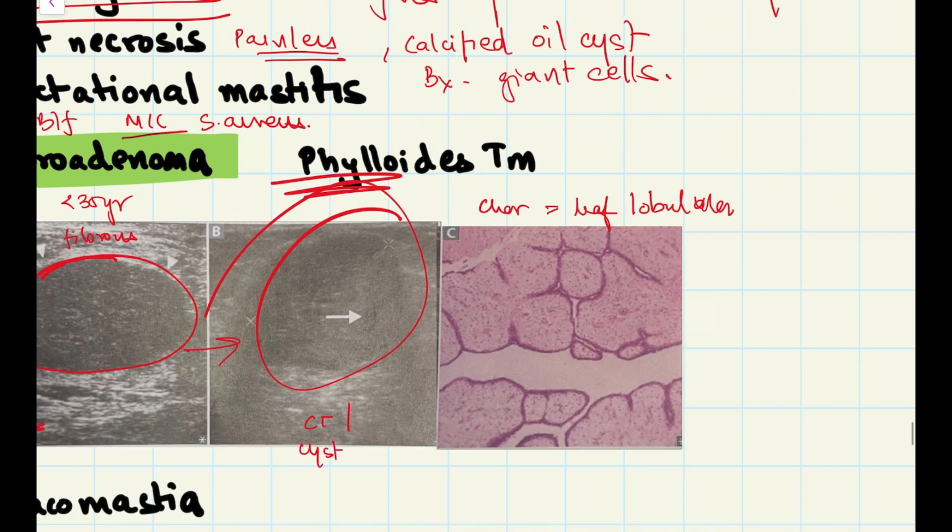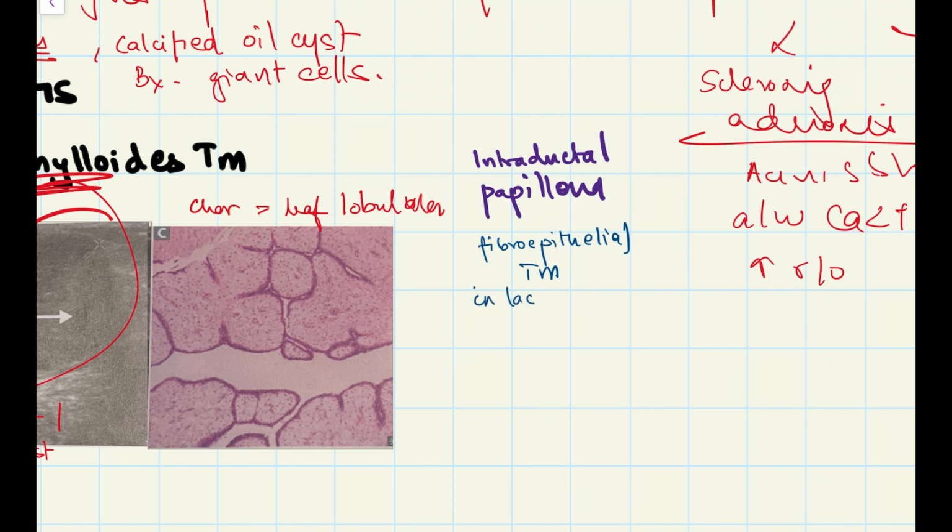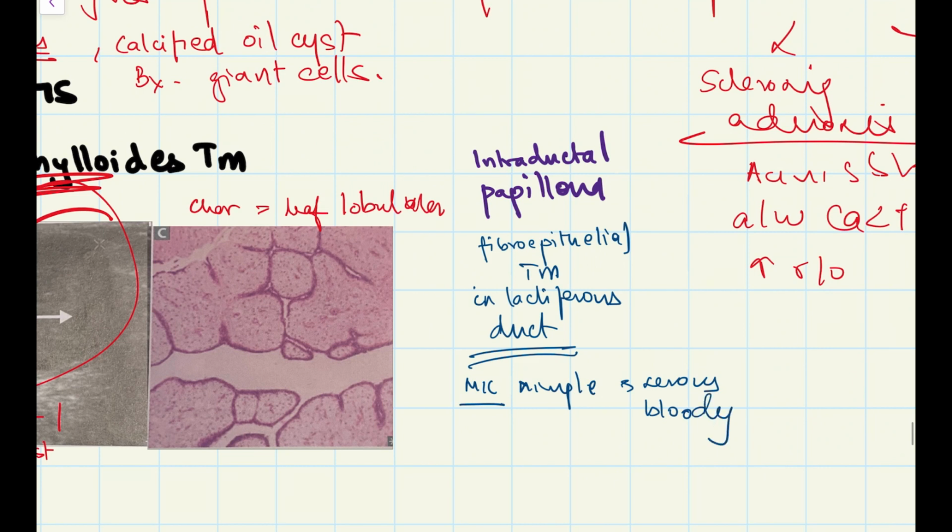Next benign condition is an intraductal papilloma. Right. So intraductal papilloma, it is a small fibroepithelial tumor within the lactiferous ducts. It is the most common cause of nipple discharge that can either be serous or bloody, right? It has again a slight risk of cancer.